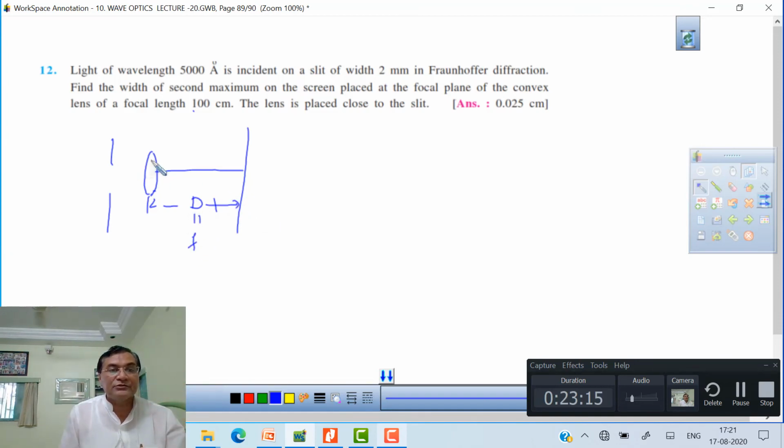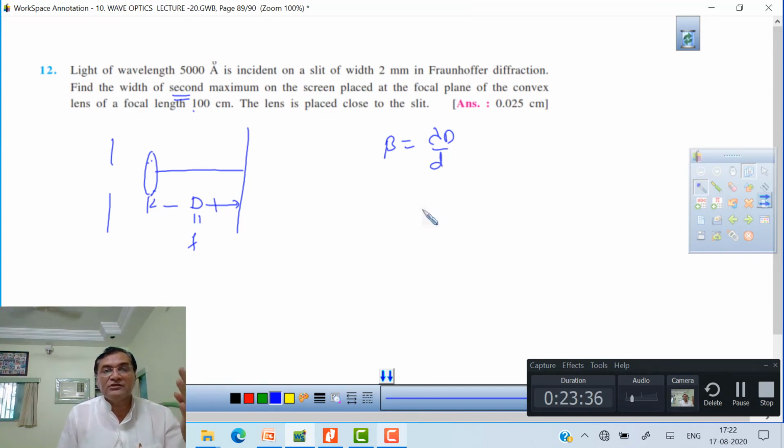We discussed this a little, and this is very close to this one. So what I need is the width of the second maxima. So whether it is interference or diffraction, width is equal to lambda D upon d. Remember this. There is some variation in this, but generally you will get that much.